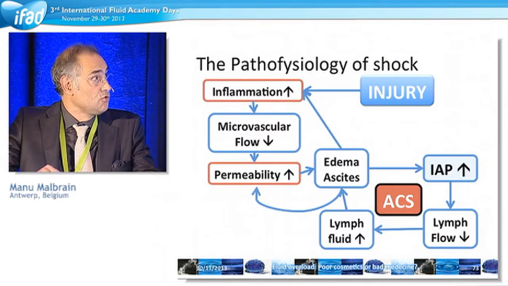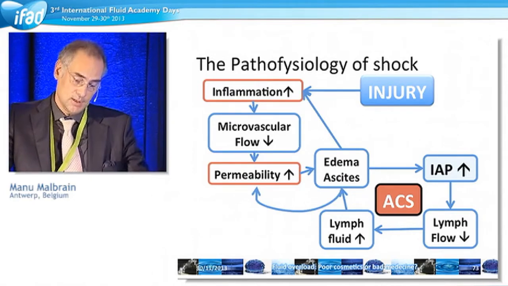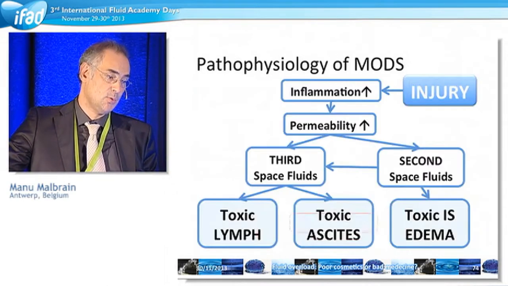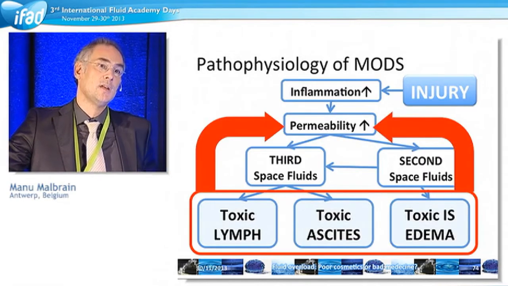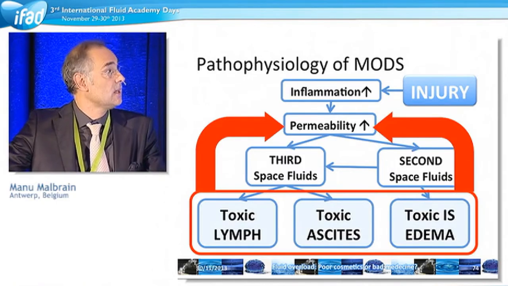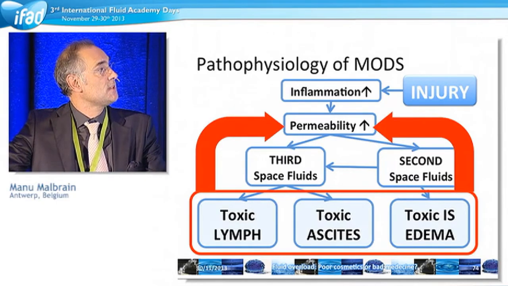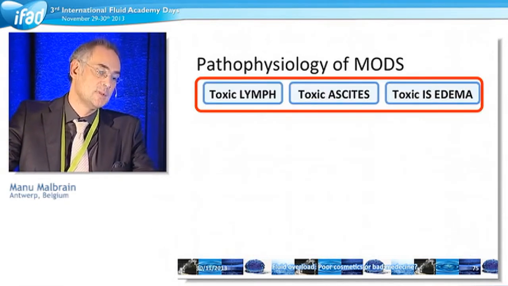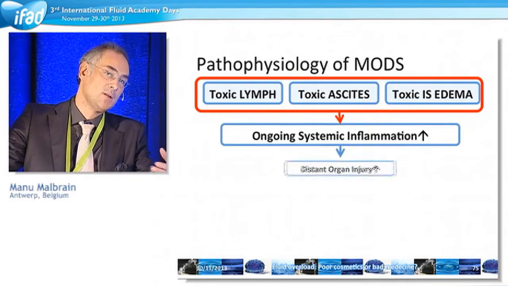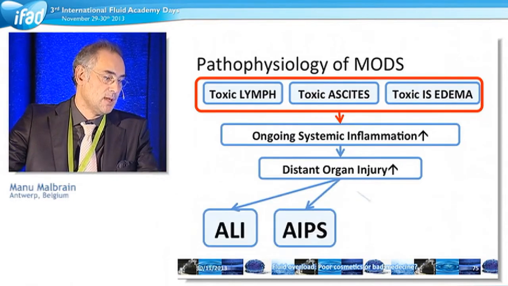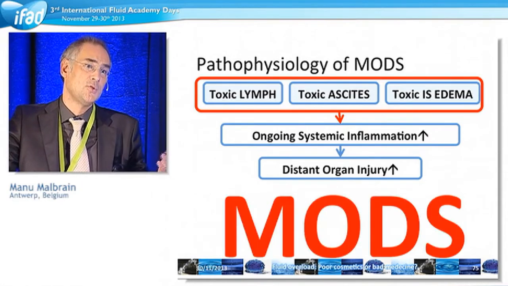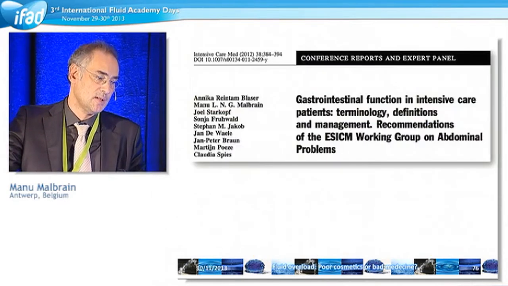So whenever there is an injury, there will be inflammation and increased permeability, and this may lead to second and third space fluids accumulation. If we leave these fluids on board, there may be ongoing inflammation and increased permeability with third space and second space fluids, and I would call these toxic lymph, toxic ascites, and toxic peripheral and interstitial edema. Toxic because these will enhance ongoing inflammation and cause distant organ dysfunction, and this is what we refer to as multiple organ dysfunction syndrome.